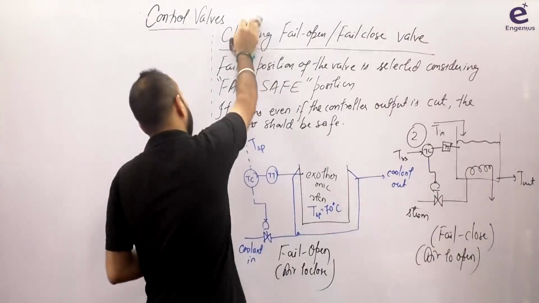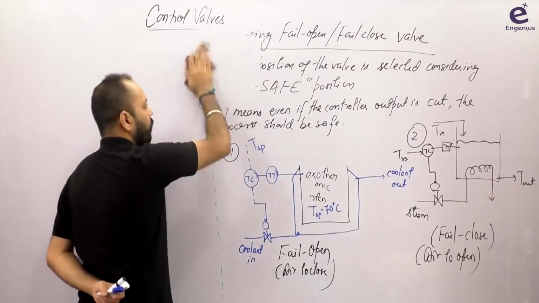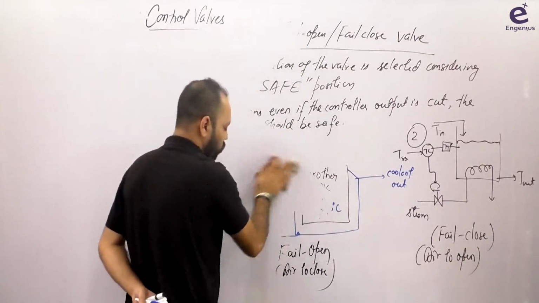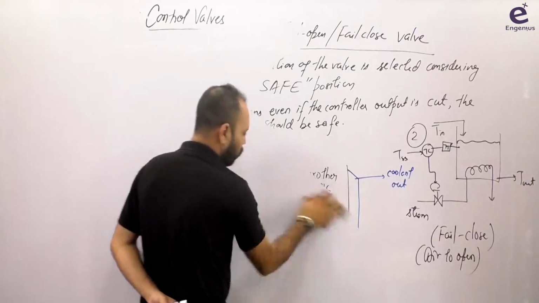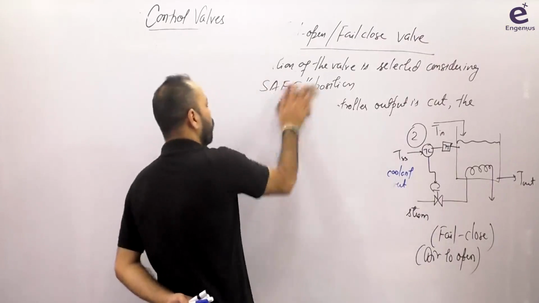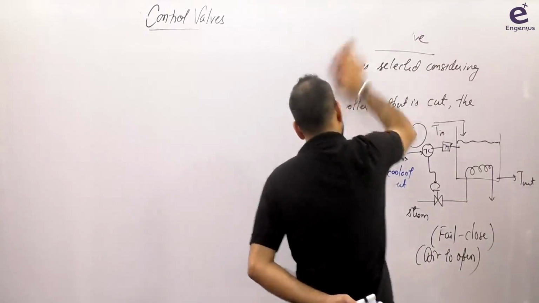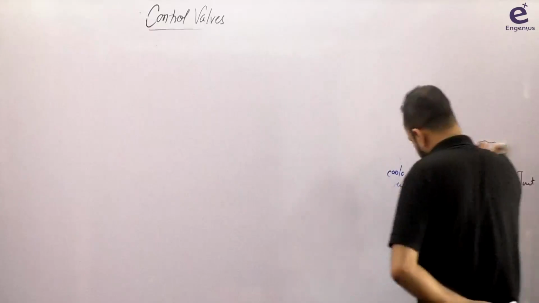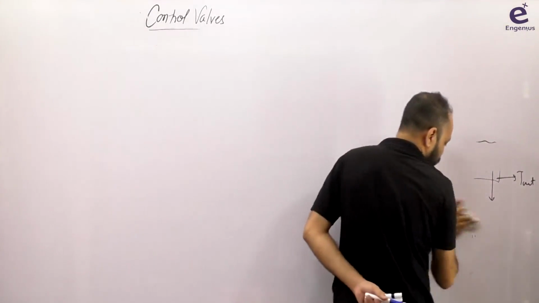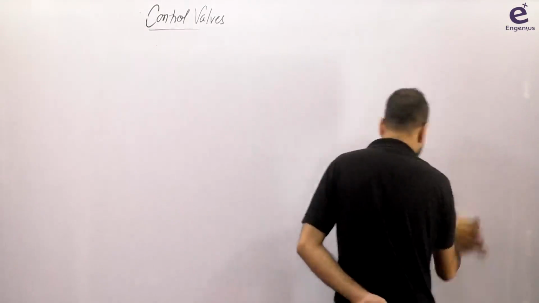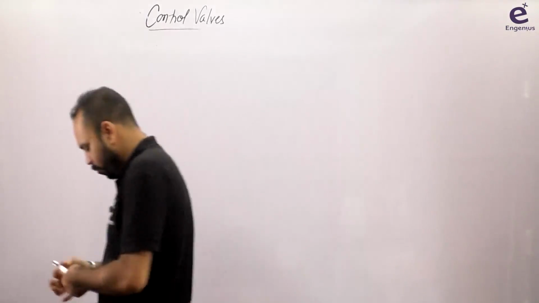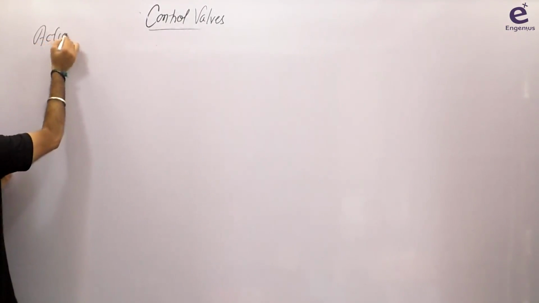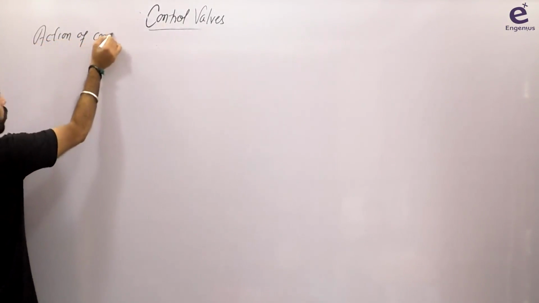About the action of controller. The thing is, without understanding the type of valve, I can't decide the action of controller. That is why I have to discuss the action of controller here. Okay. The same concept applies here. The same concept that if the change in input and change in output, their nature is same, then we have direct action. Concept वही है. लिख लो. Action of controllers.